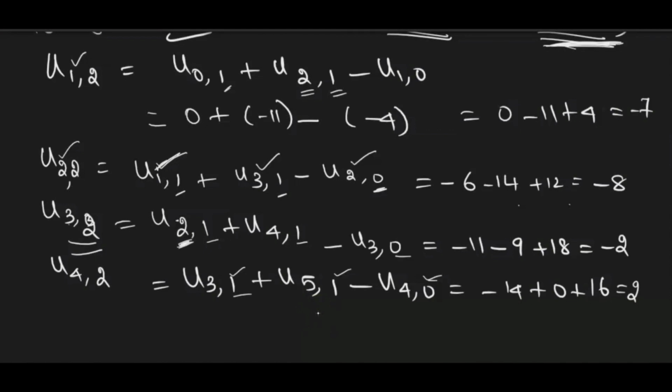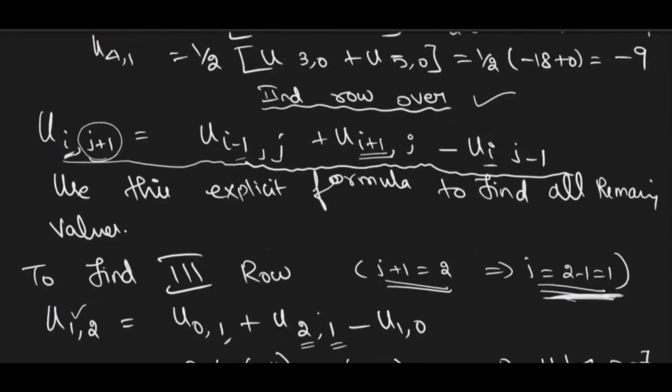Second term, i plus 1, that is 3 plus 1 is 4. And the third term, u i. So 2, 4, 3. u2 comma 1 we have already calculated, that is minus 11. And u4 comma 1 is already calculated, minus 9. And u3 comma 0 is minus 18 we got. So that we got minus of minus, plus 18.